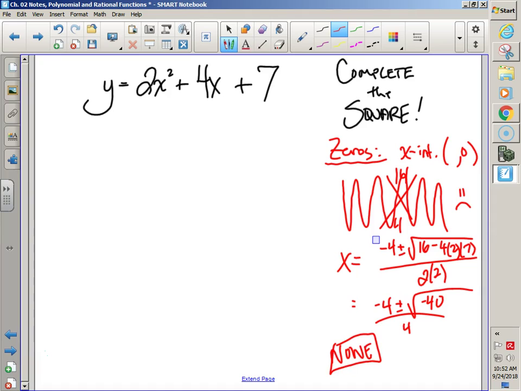How can a parabola not go through the x-axis? Oh, yeah, if it shifted away, then it might not have any zeros. Okay, well, that's for zeros. But what was the objective of this problem? Complete the square.